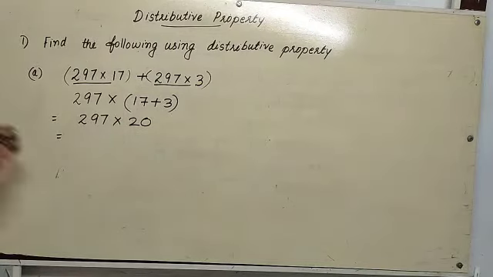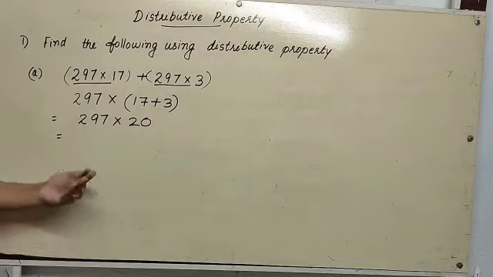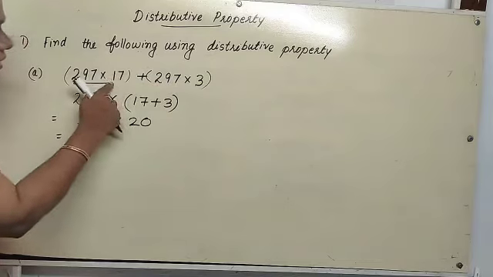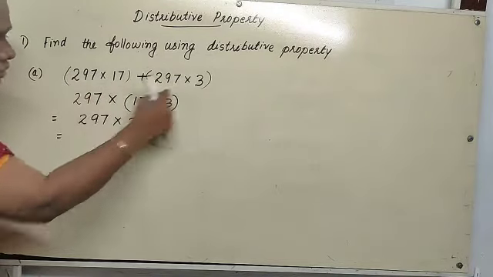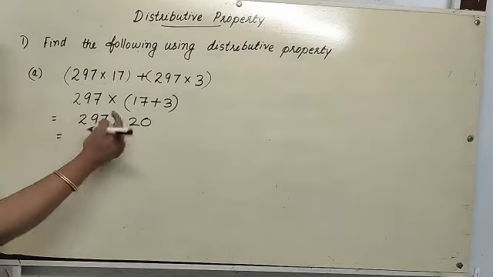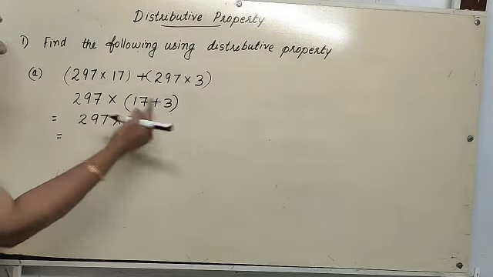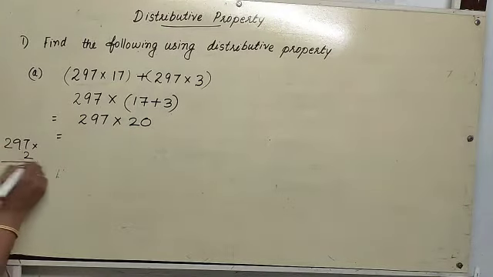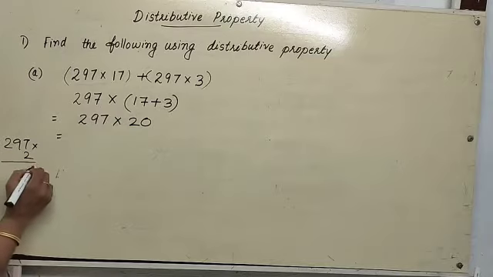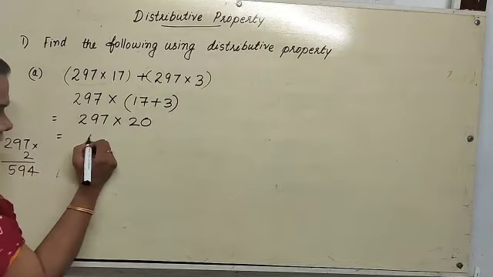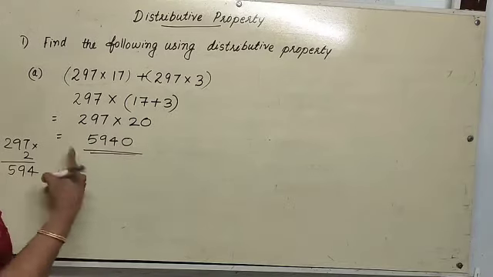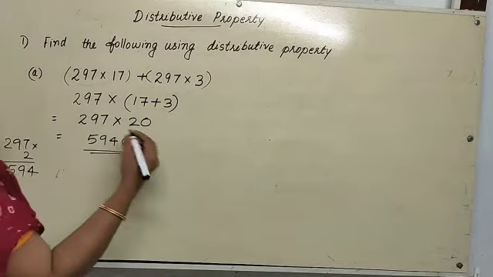You may not understand, but by doing 2-3 questions you will understand this. So 297 into 70, 297 into 3. In these two you have to take 297 into out of the bracket. Now we have 297 into 70 plus 3. 70 plus 3 is 73. So 297 into 73. When you do that, what do we get here? 594, then add one more 0. This is our answer. Okay, we can study 2 more questions, then you will study this easily.